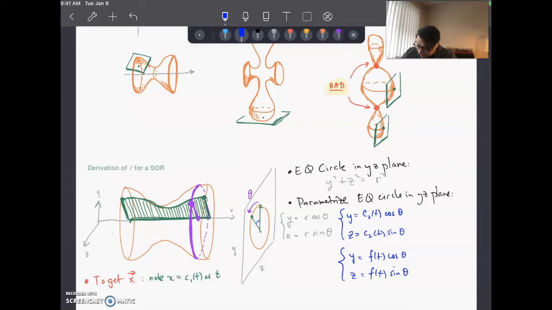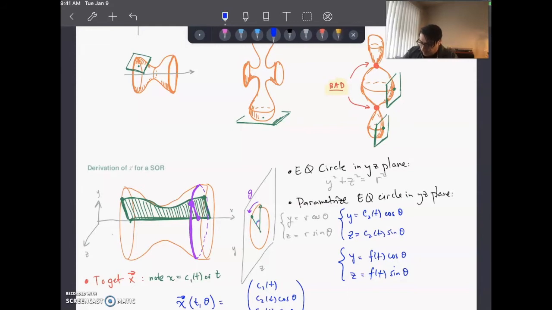So let's write it down. Instead of writing the variables u and v, it seems like I very naturally have theta here as my angle of rotation, and I also have t moving in the x direction. So let's write these in terms of t and theta. Our first function will be x, which we write as c1 of t. Our second function will be y, which we write as c2 of t cosine theta. Our z function will be c2 of t sine theta. So that's one of the ways we can write this.